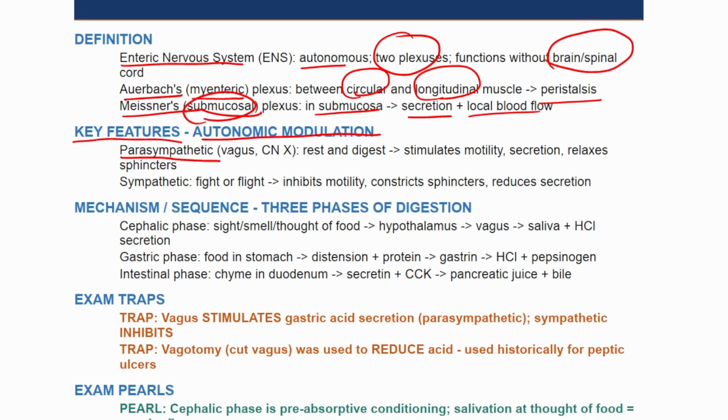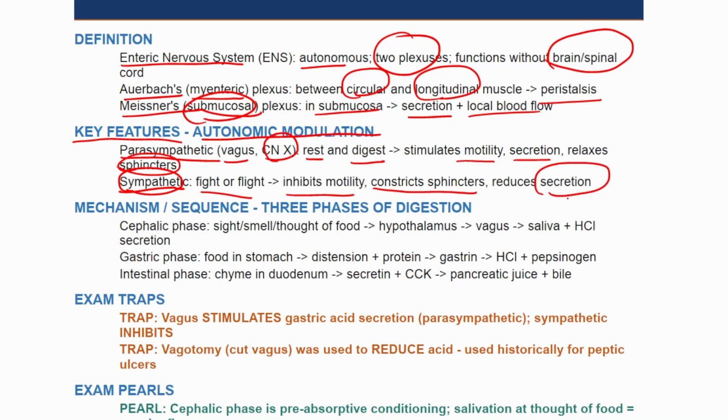The parasympathetic division, driven by the vagus nerve, or cranial nerve 10, orchestrates the classic rest and digest response, which acts to stimulate overall motility and secretion while relaxing regional sphincters. Conversely, the body handles stress states by flipping an entirely opposite autonomic switch to shut down these digestive workflows. The sympathetic division coordinates the fight or flight response, which operates in direct opposition to the vagus nerve by inhibiting motility, constricting sphincters, and reducing total secretion.